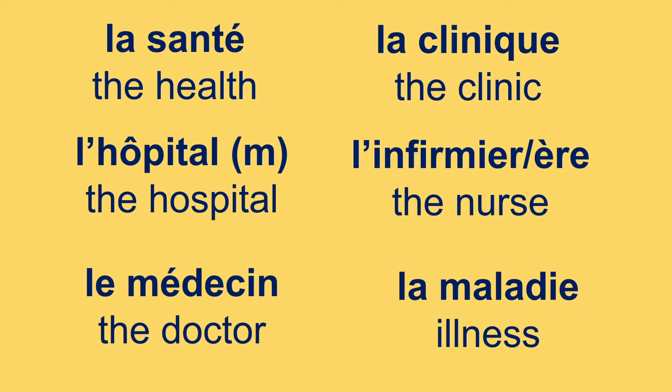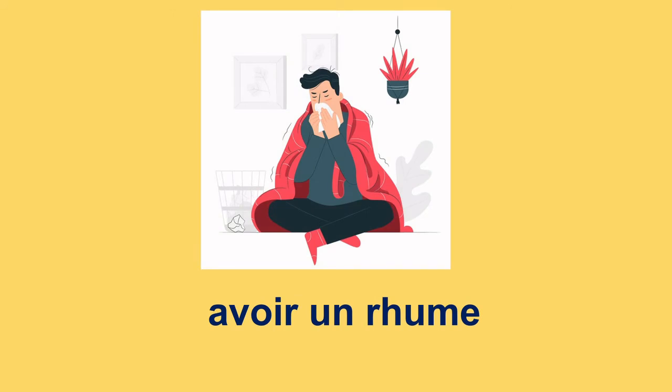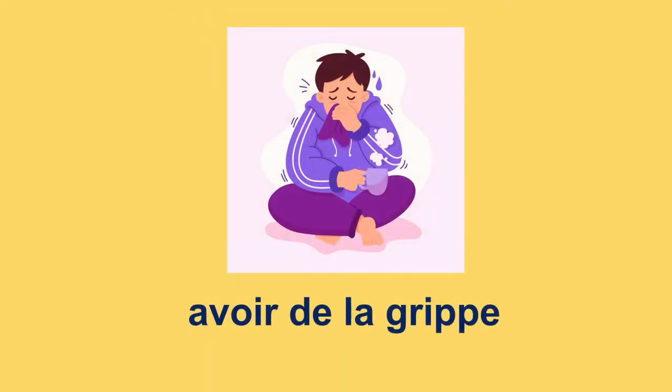Okay, now we're learning some new words. We begin with the types of illnesses. Now these are mostly phrasal verbs, which means you will have to conjugate the verb when you're using it in a sentence. Okay, avoir de la fièvre. Avoir de la fièvre is to have a fever. Avoir un rhume. Avoir un rhume is to have a cold. Avoir de la grippe. Avoir de la grippe is to have the flu.